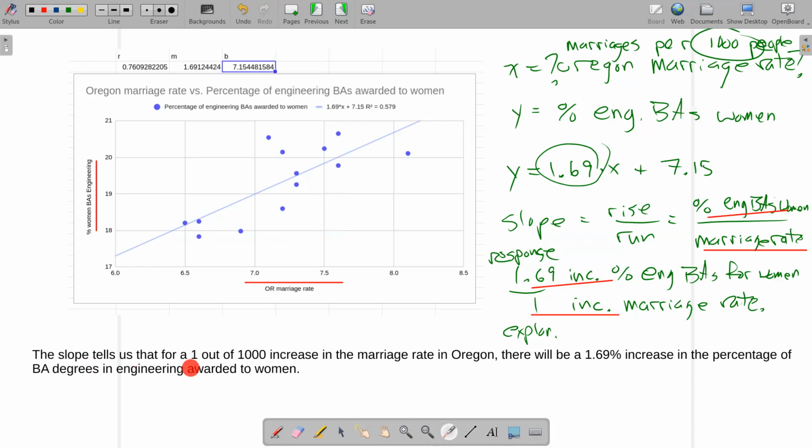So the slope tells us here that for a 1 out of 1,000 increase in the marriage rate in Oregon, there will be a 1.69% increase in the percentage of BA degrees awarded to women. Now, there is correlation, but is there a cause? Can you think about a reason why people getting married would lead to more female engineering degrees? I can't. So although I have correlation, there's no causation that I can reasonably come up with here.